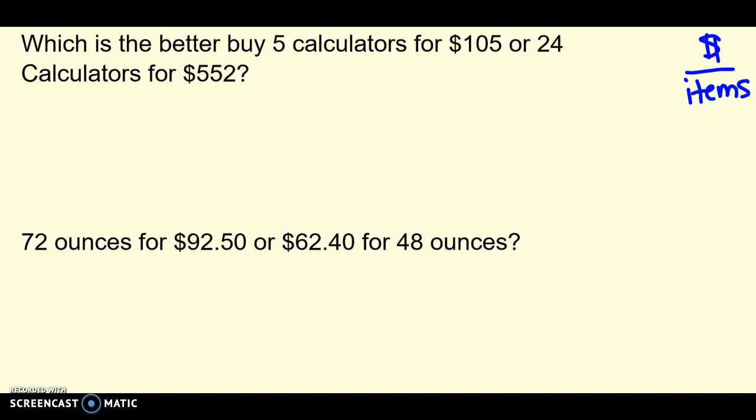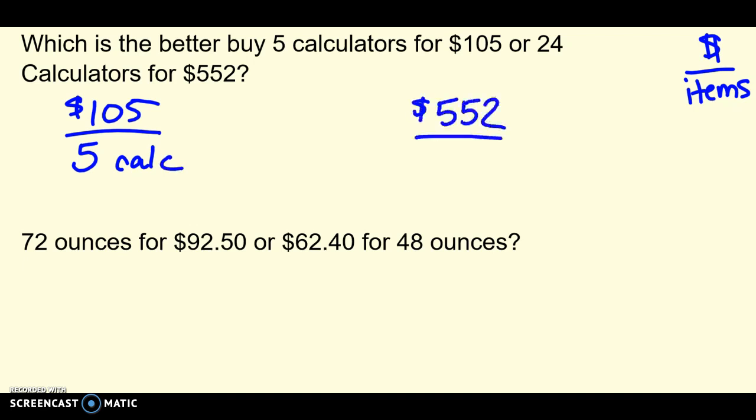So which is the better buy? 5 calculators for $105 or 24 calculators for $552? If I want to pick which one is cheaper per calculator. Okay? Well, money on top, let's do the first option. $105 for 5 calculators. Okay, and then the second option, make sure I read it carefully and put money on top again.